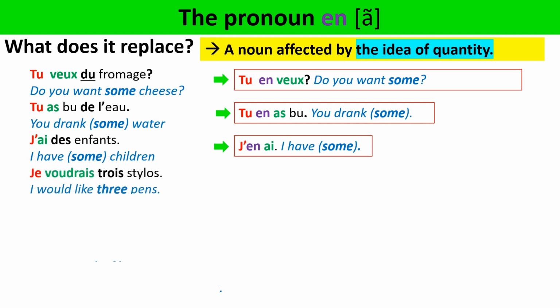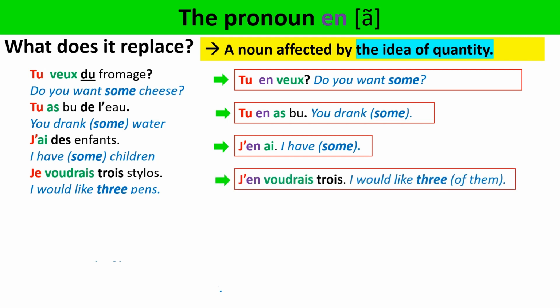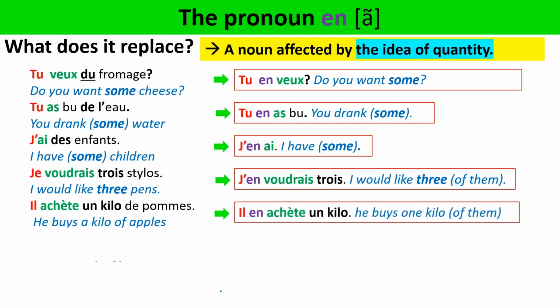Je voudrais 3 stylos. 3 stylos is a number, is a certain quantity of pens. Therefore, in the answer with a pronoun, j'en voudrais 3. Il achète 1 kilo de pommes. We've got a precise quantity of apples. Il en achète 1 kilo. He buys 1 kilo of them.